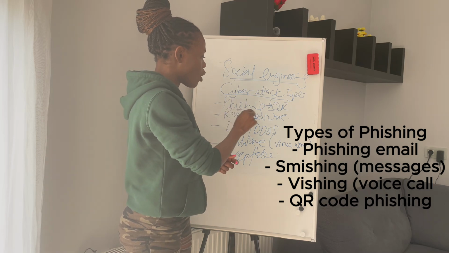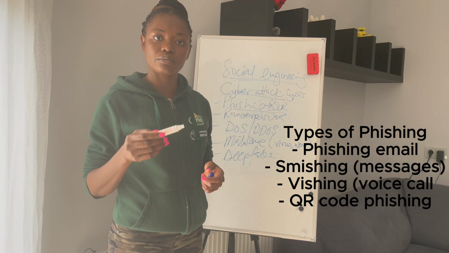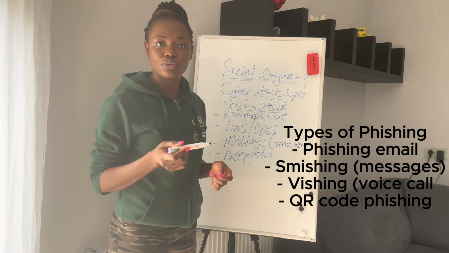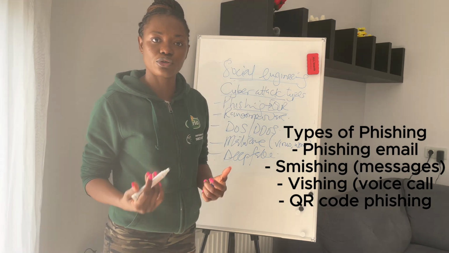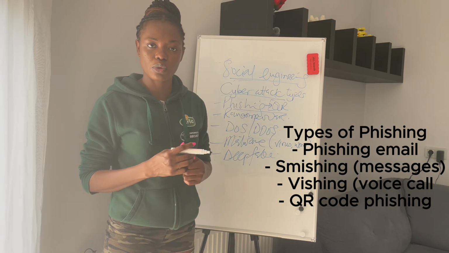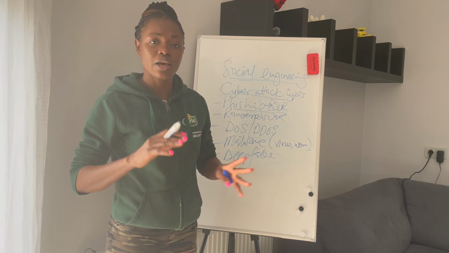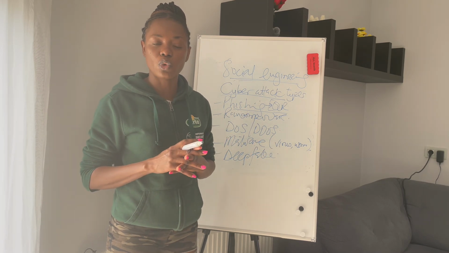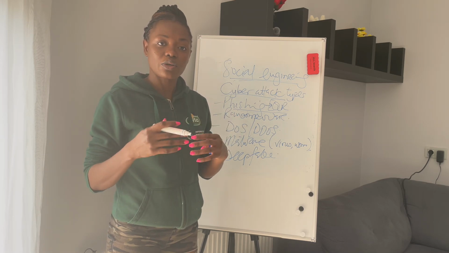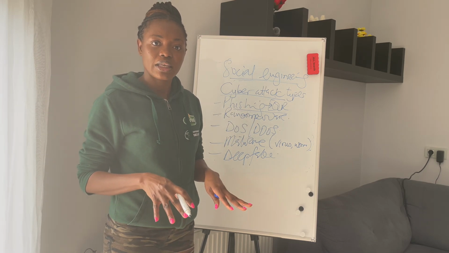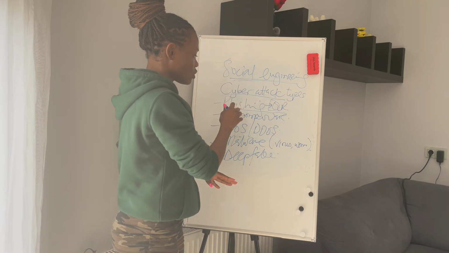So these are all part of deceptive methods to get you to do whatever the attacker wants you to do, whether to put your information somewhere so that they can extract it, whether to put your bank details somewhere so they can extract it, or for you to click on something and download malware into your system. That's what phishing is about.